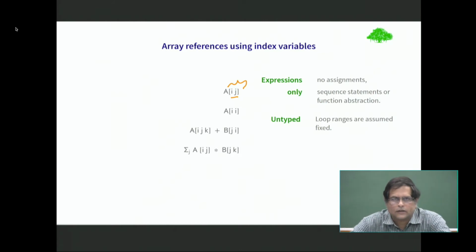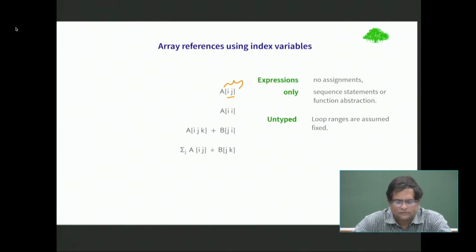We're going to consider a language purely of expressions. There are no sequence statements, no assignments, no if, and no explicit loops or function abstractions. We're also going to assume that these expressions are all untyped. That means all the indices have the same type, the same range, and those ranges are all assumed fixed. So the whole idea is to express a for loop as an expression that involves some kind of free index variables.